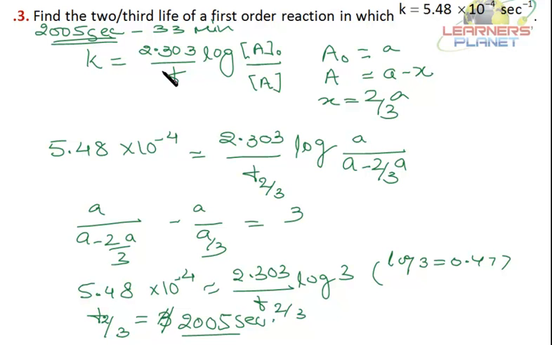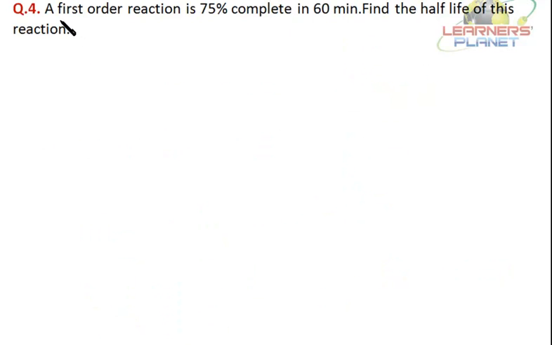Right? That is, the time required for the completion of the reaction by any fraction does not depend on the initial concentration. Remember this thing in the case of first order reaction. So this is the way we'll solve this question. Now let's take up our next question. This is our question. A first order reaction is 75% complete in 60 minutes. Find the half-life of this reaction.